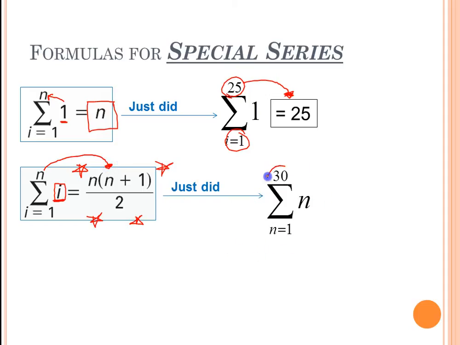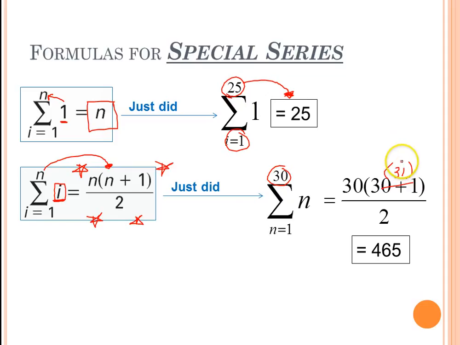So for this question, n was 30. So we'd have 30 times 30 plus 1 divided by 2. Well, what is 30 plus 1? 30 plus 1 is 31. So you have 30 times 31 divided by 2 is 465, which is the same answer we got just a second ago.